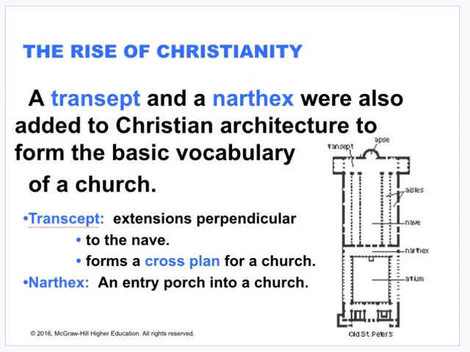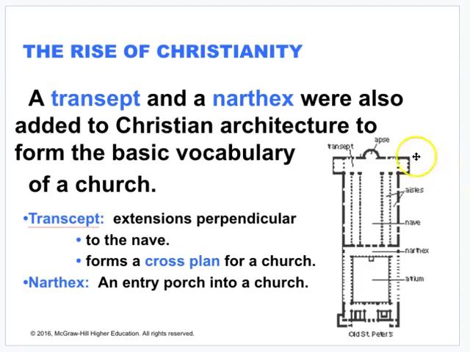Okay, so then we have the church starting to change just a little bit, becoming their own thing just a bit. So a transept and a narthex were also added to the Christian architecture to form the basic vocabulary of a church. The transept is just this piece right here. So it creates these extensions that go out perpendicular to the nave. And what that forms is a cross plan. So make sure you have that in your notes, that this is what a cross plan looks like, where you have a small cross in there, if you can see it.